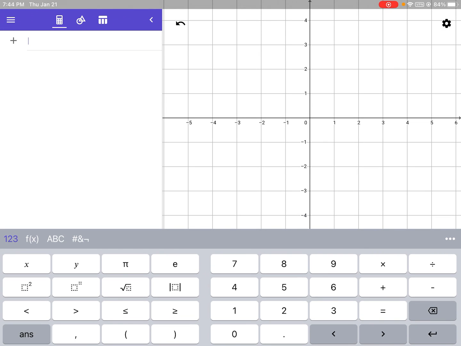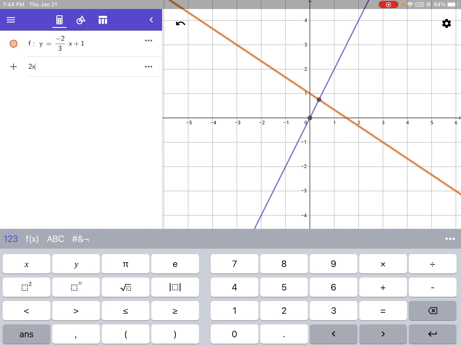Let's start with the equation A. So it is y equals negative 2/3, so negative 2 divided by 3. Hit the over arrow, put the x, and then it is plus 1. Now I'm going to graph the next one, which is 2x plus 3y equals 3. Hit enter.